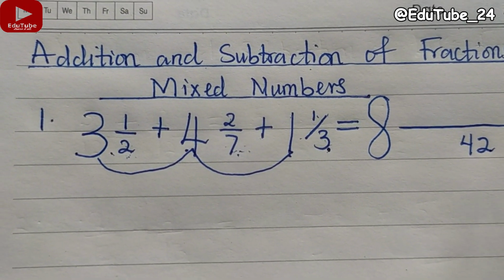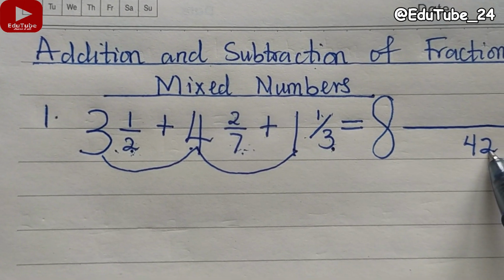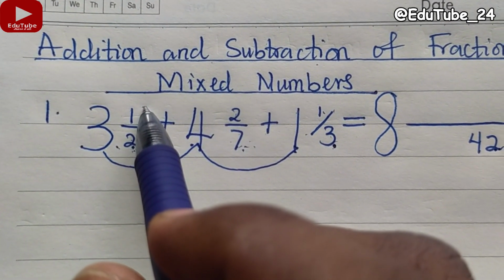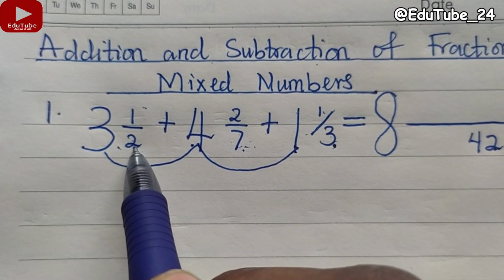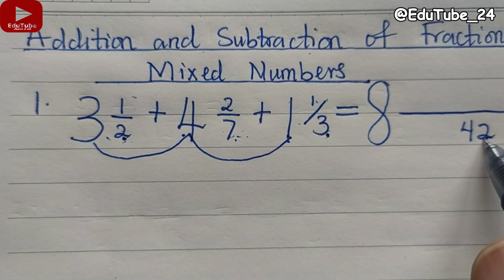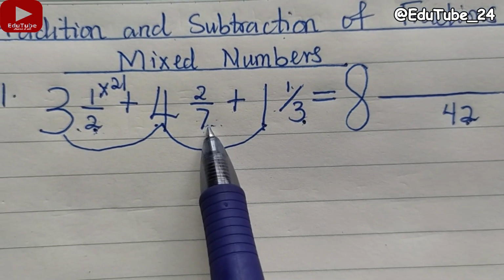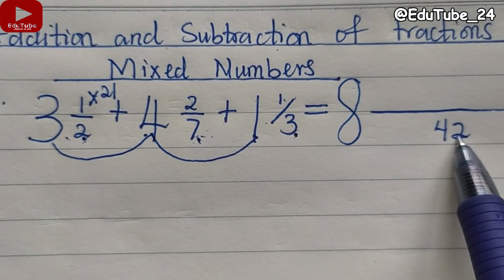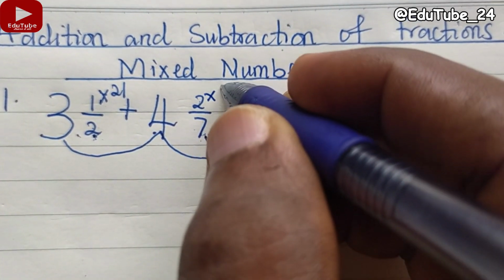Now the next thing we will do is to divide the common denominator by each denominator, and whatever answer we get, we'll use it to multiply the numerator. So I will say how many 2, which is the denominator here, goes in 42, and that will give me 21. So I will say 1 times 21. Then for the next fraction, which is 2 over 7, how many 7 goes in 42, and that will give me 6. So I will say 2 times 6.